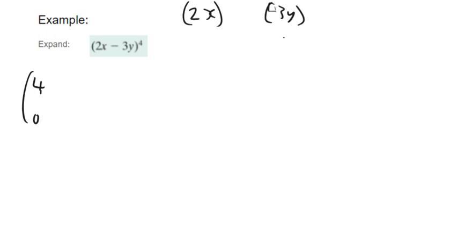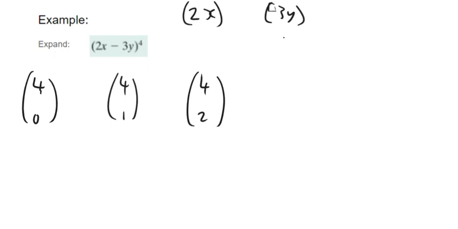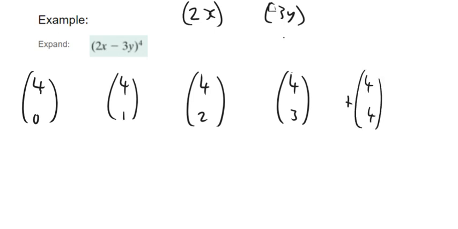So 4 choose 0, 4 choose 1, 4 choose 2, 4 choose 3, and 4 choose 4. Those are all my terms, and then I put the little plus in here because we're adding all these terms together.